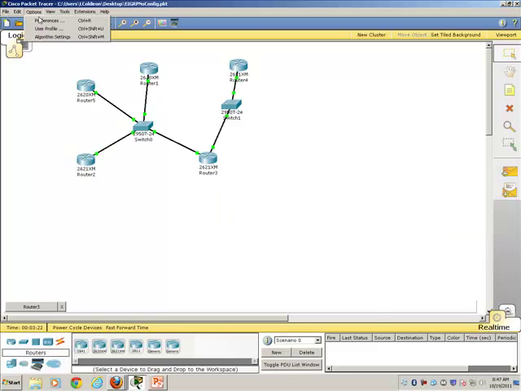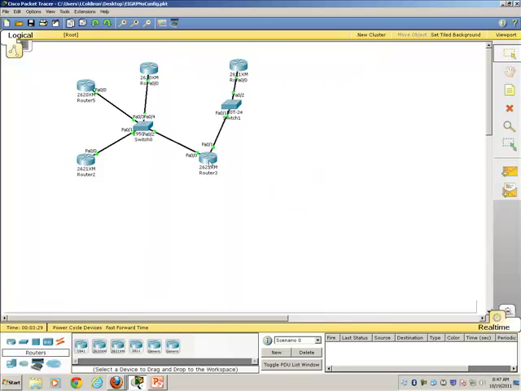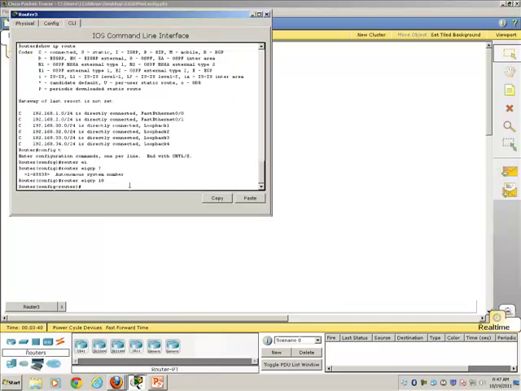That didn't do me a lot of good. Options, preferences. Always show port labels. And now, FastEthernet 0/0 is the 1.3, so this is the one network over here. And let's see if the little thing that we talked about works.